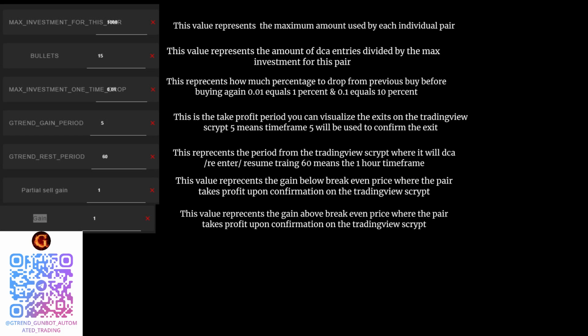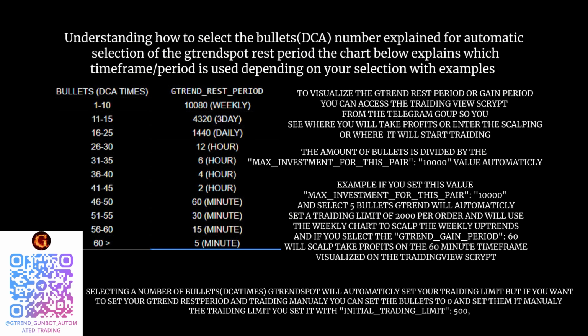Now, whenever you're setting up the bullets for the automatic system, this is a brief explanation on how it works. In all reality, let's say for example you choose 5 bullets, that means that automatically Gtrend is going to place the Gtrend rest period for you. It will also set automatically your trading limit, which is divided. For example, if you are using a $10,000 wallet and you choose 5 bullets, you will be using 2,000 for trading limit. This all happens automatically.